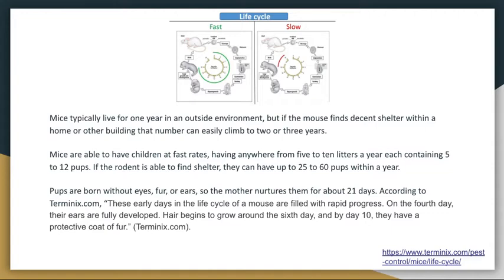Pups are born without eyes, fur, or ears, so the mother nurtures them for about 21 days. According to Terminix.com, these early days in the life cycle of a mouse are filled with rapid progress. On the 4th day, their ears are fully developed. Hair begins to grow around the 6th day, and by day 10, they have a protective coat of fur.